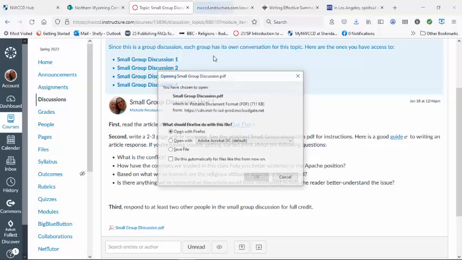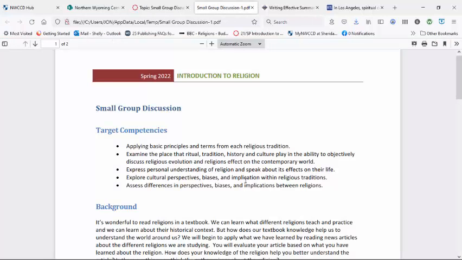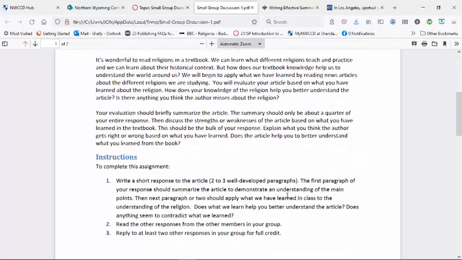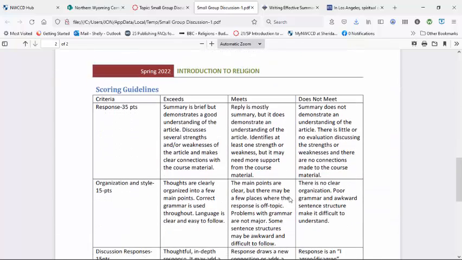So I, of course, have my very helpful small group discussion PDF explaining what I'm doing. So read through this to figure out what I'm looking for, and then come down here and pay attention to the grading criteria. So here I'm looking for what I'm looking for in the response.